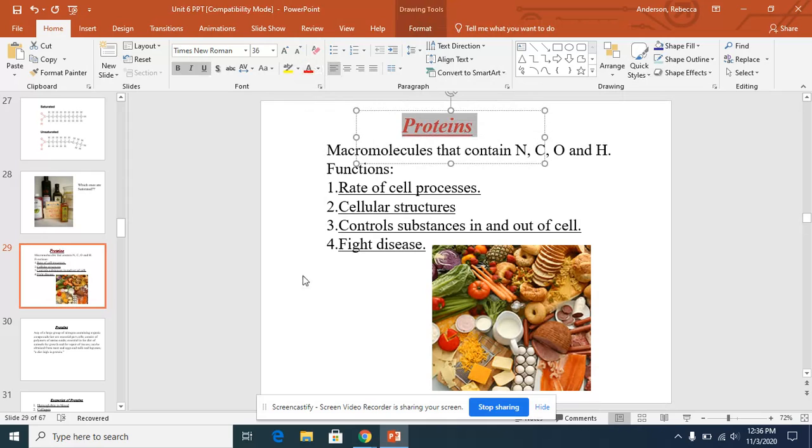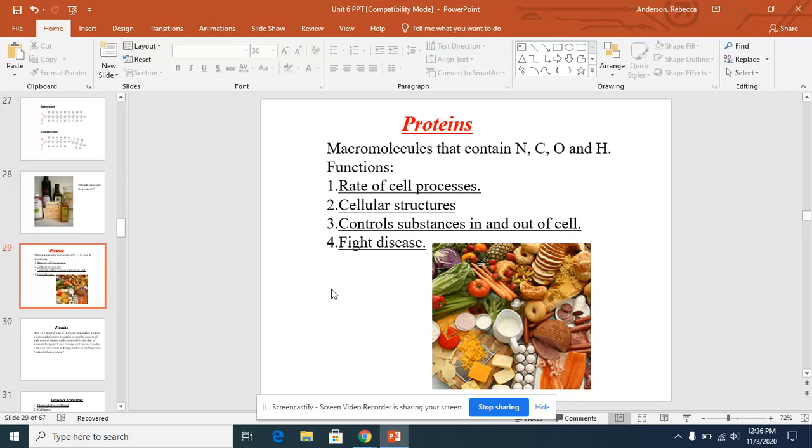Proteins is a vocab. So function. Now proteins, before we get to the function, it contains your carbons and hydrogens, and then just like everything else, there's some oxygen. But what makes proteins a little bit different is it can also contain nitrogen. So the function for proteins gives the rate of cell processes, cellular structures, control substances in and out of cells, and fight diseases. So proteins are pretty important.